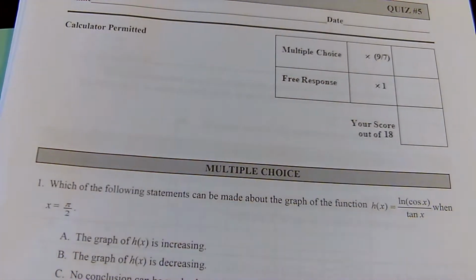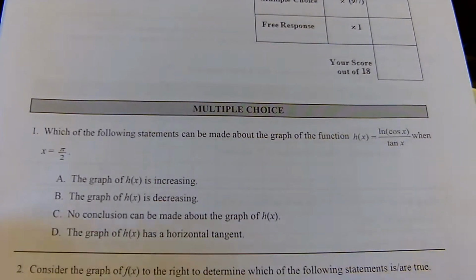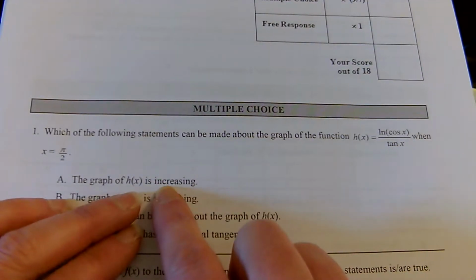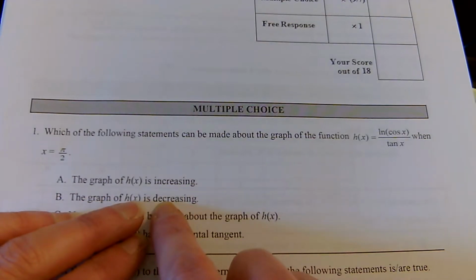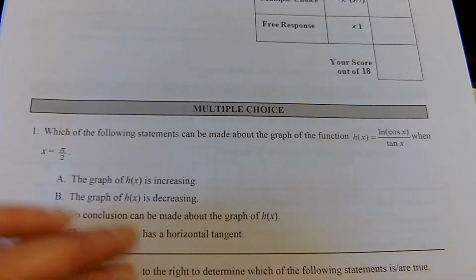Let's go over the quiz you took on Friday. Now remember, this was calculator permitted. So if you're asked about whether a function is increasing or decreasing, or has a horizontal tangent, you're thinking about the derivative. If the derivative is positive, you choose increasing. Derivative is negative, decreasing. If the derivative is 0, you'd choose this.